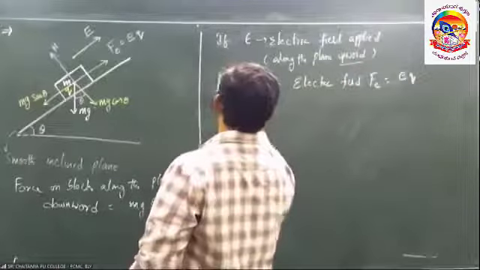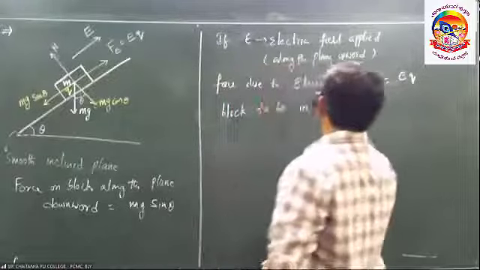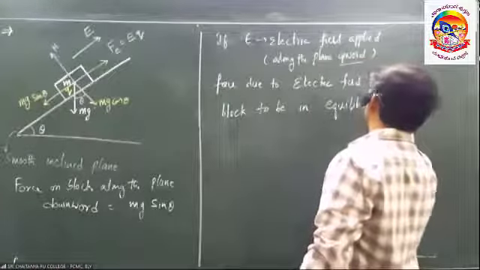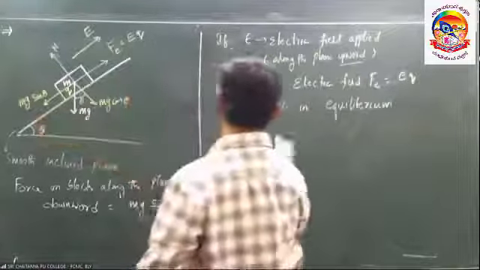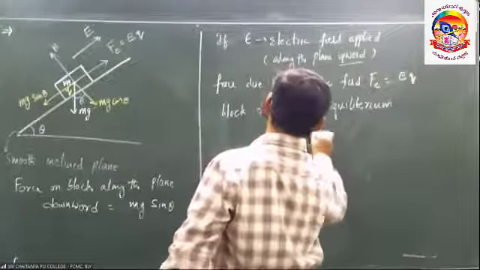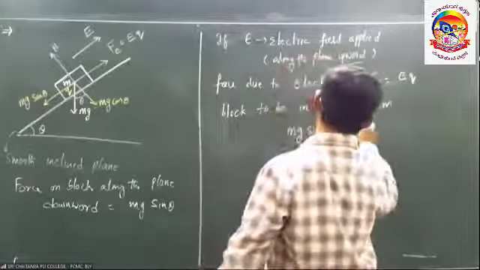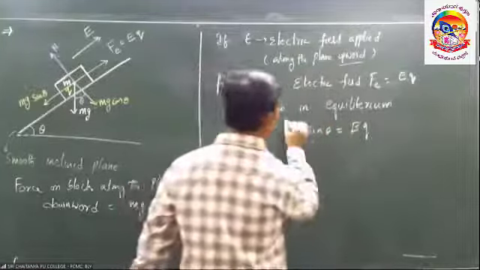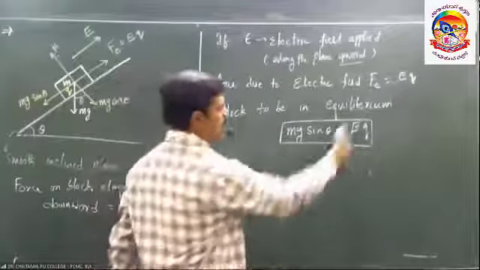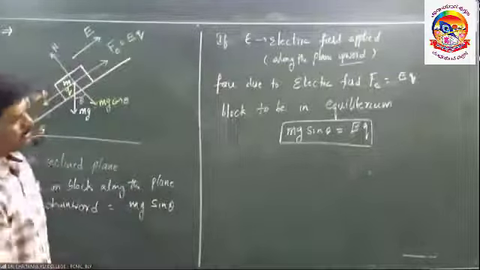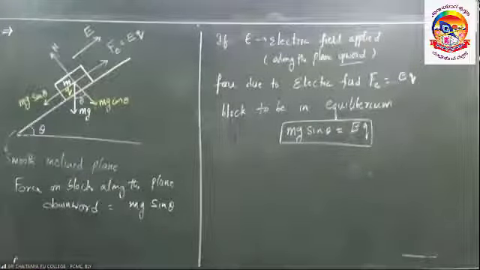So for the block to be in equilibrium, which should be equal? This one and this one. mg sin theta should be equal to EQ. Then what question they ask? I told you different questions. How much may be the charge? How much electric field to be applied? They ask. So that is the condition, right? Like we can link inclined plane with electric field. Some advanced problems are there in exercise. If they come, we'll do. Right? Okay.